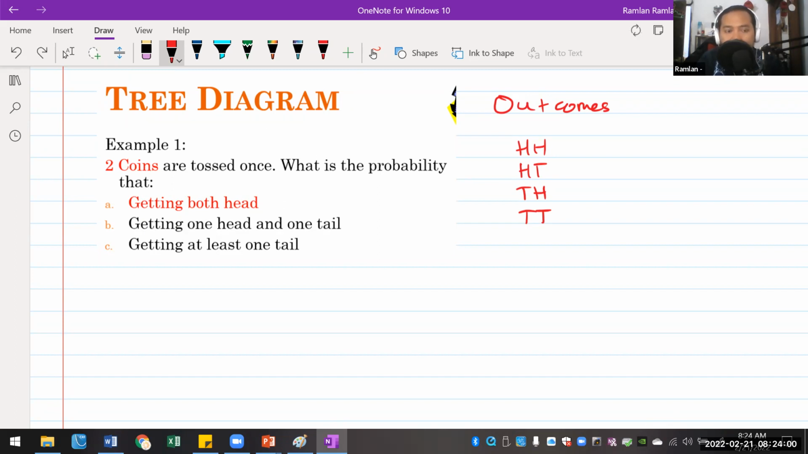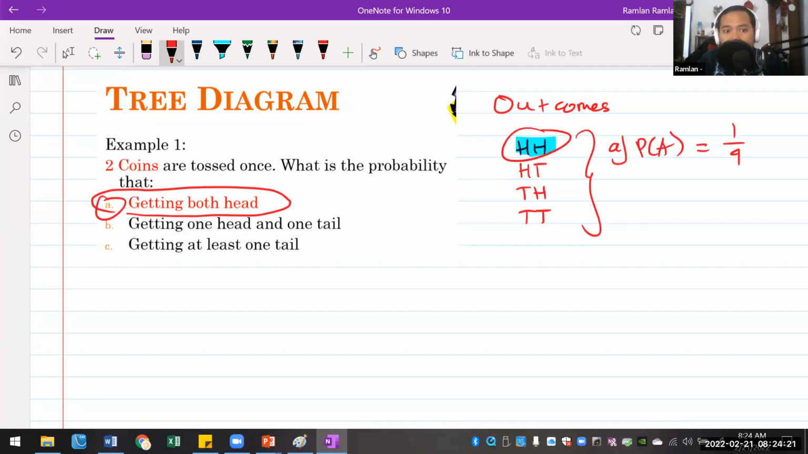For example, if you want to know getting both heads, which one is it? This one over here, so it's just head and head. Because we only have one, the probability of event A, P(A), will be just 1/4, because we only have one case of both heads, and we have four possible outcomes. Remember that we actually have one formula for that: the probability of event X equals n(X) over n(S), where n(S) is all of the outcomes.